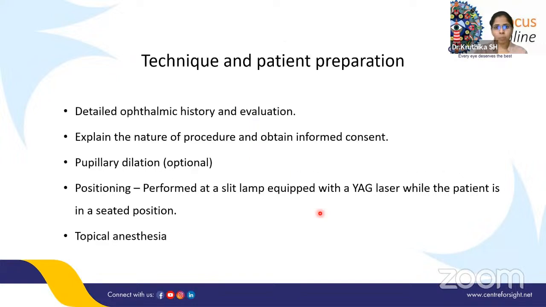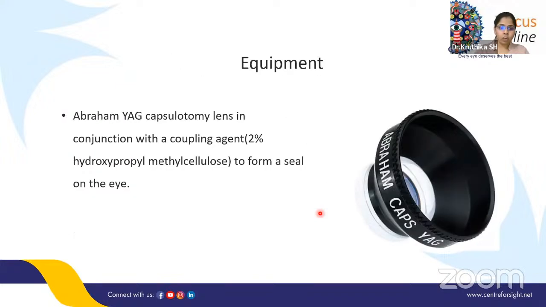case of opacification. The technique and patient preparation for this technique is, after taking a detailed prior ophthalmic history and evaluation, explain the nature of the procedure and obtain informed consent from the patient and attendants. Pupillary dilation is optional according to the doctor. And the positioning here is that it is performed at a slit lamp equipped with a YAG laser while the patient is in a seated position. It is performed under topical anesthesia. It can also be done without anesthesia as well.